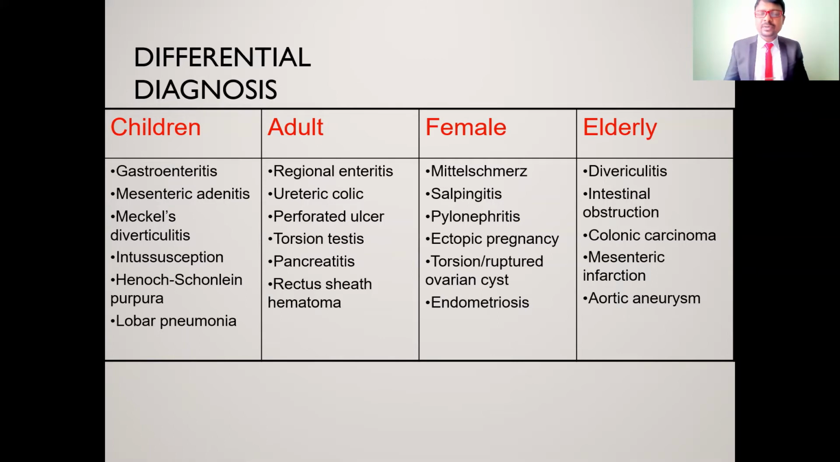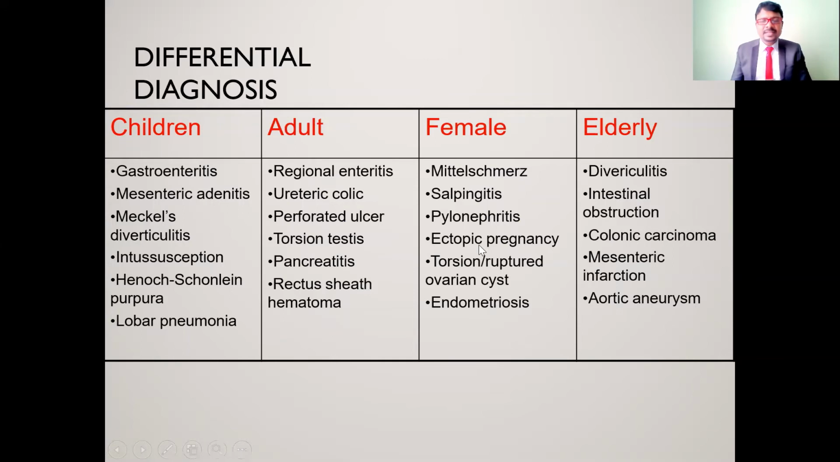For differential diagnosis, we just discussed special tests like the psoas sign, obturator sign, and so on. These signs are helpful for differential diagnosis along with investigation procedures such as X-ray, blood examinations, and endoscopy. All of these help us reach the final diagnosis. In adults, regional enteritis, ureteric colic, perforated ulcers, testicular torsion, pancreatitis, and rectus sheath hematoma may mimic the symptoms. So these are in the adults.